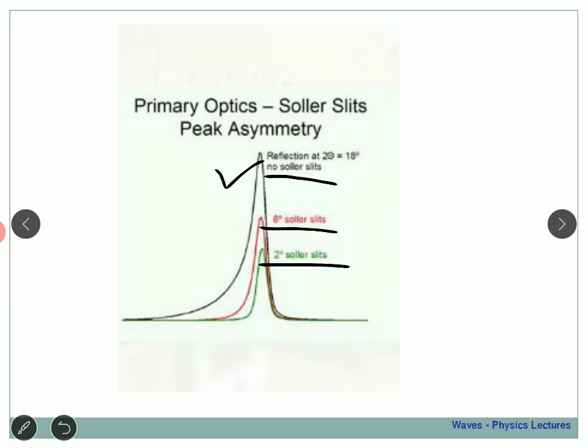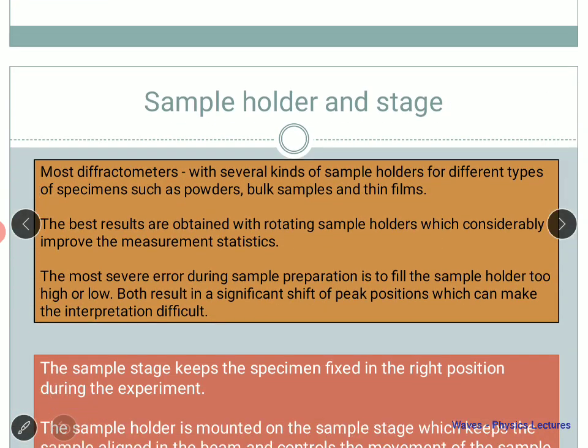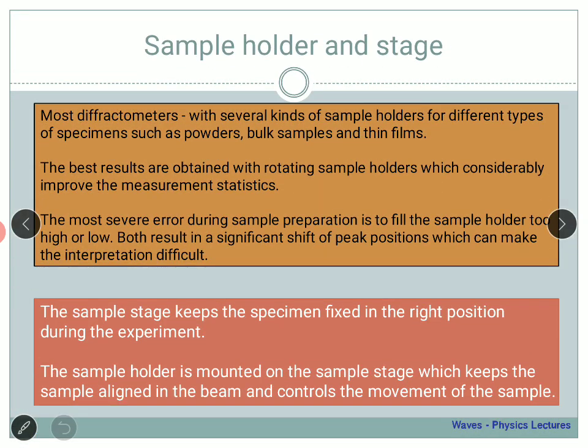Now if it minimizes the asymmetry up to 2 degrees, that means you are going to see a kind of peak shift. So originally the peak should be here, but because of not using a solar slit, rather the peak was here. Okay, so there might be a slight change in result, you might not be getting a perfect answer. So that means we need the solar slit, which forms a very important part of the X-ray instrument. So this was the primary optics.